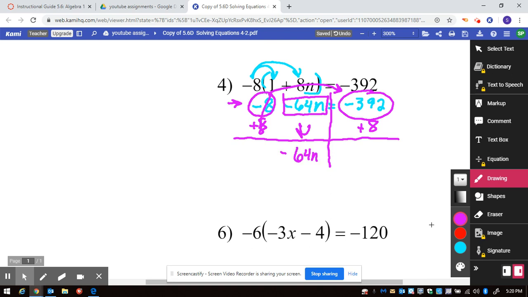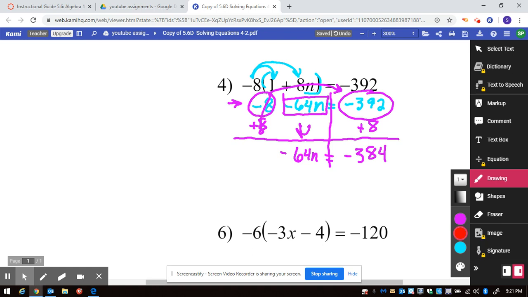-64n. Don't forget the center line is your equal sign. And -392 + 8 is -384.